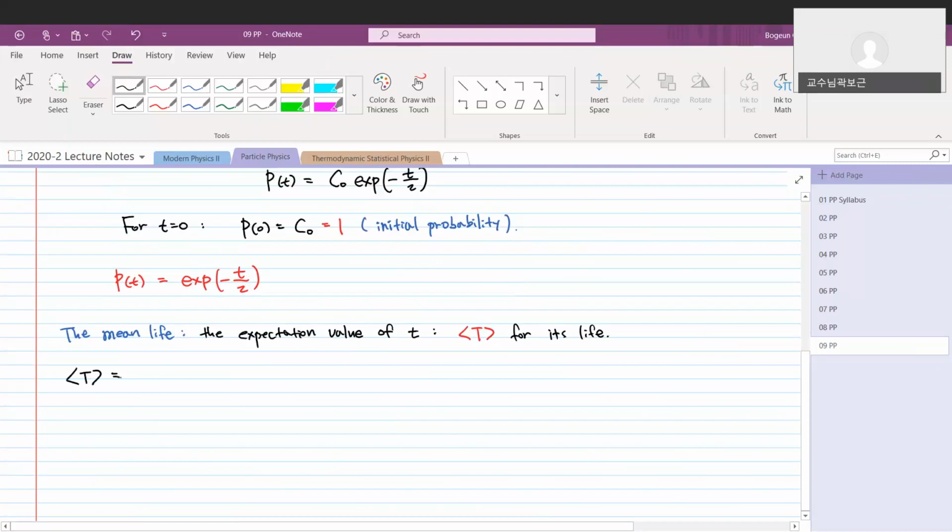So the expectation value of time t, from t equal to 0 to infinity, and in this case the t means the expectation value of the life of the particle. So we need the expectation value of their life for a given time t. So this is the time for life.